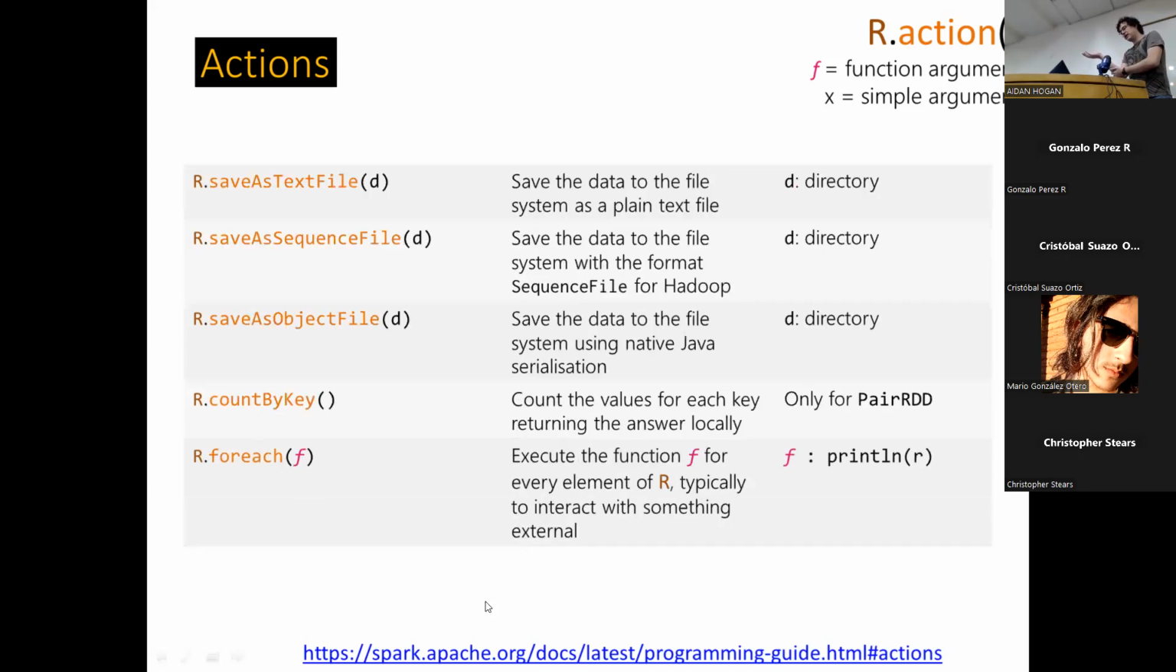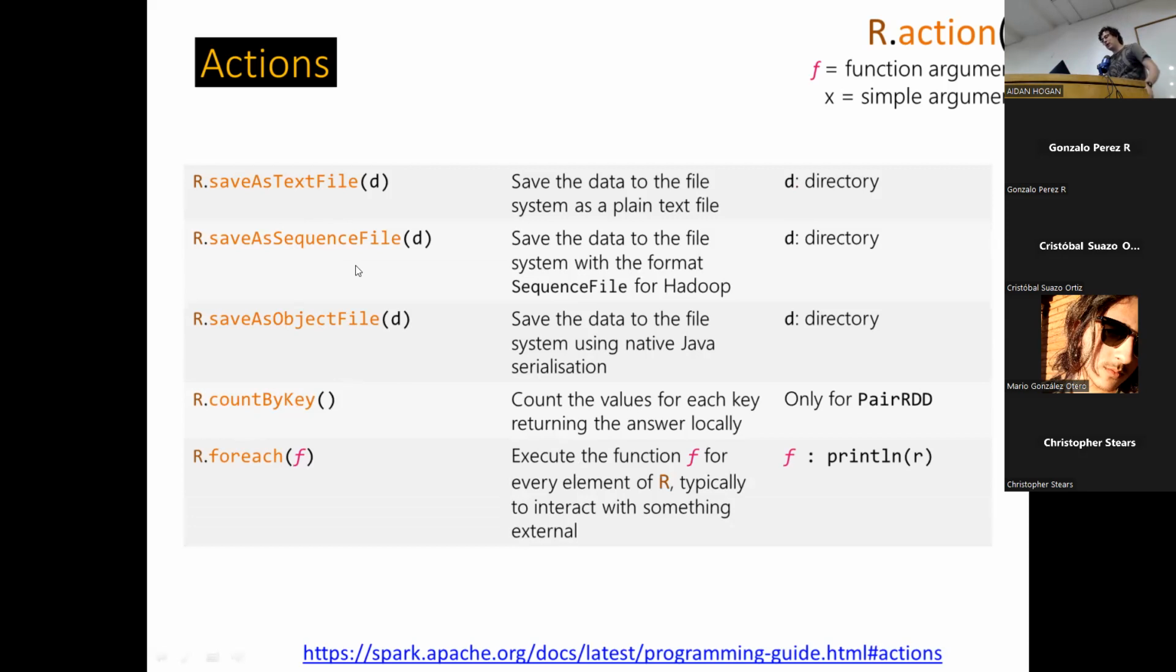We can save our RDD as a text file, as a sequence file, or as an object file. So a text file just means plain text. This is probably the recommended. I like plain text. Plain text is nice. I can read it from other things. I can use awk or grep or sed or whatever to see what's in there. So that's what I would typically use.